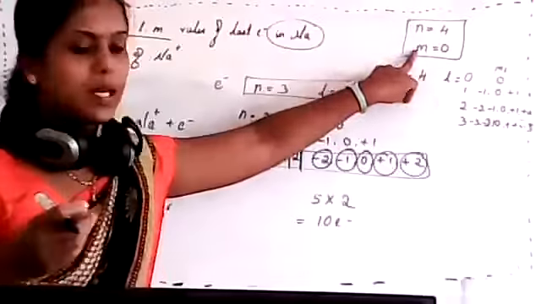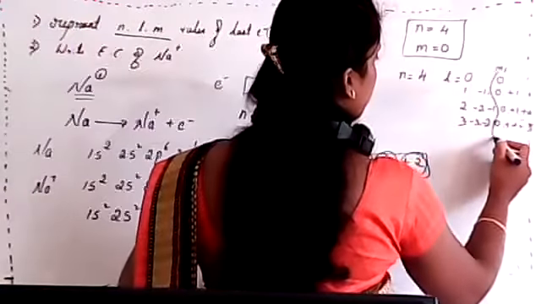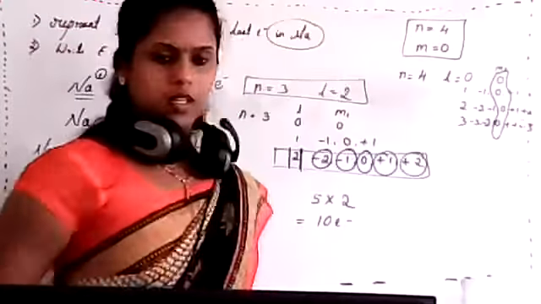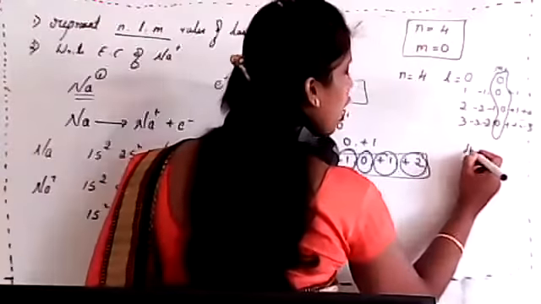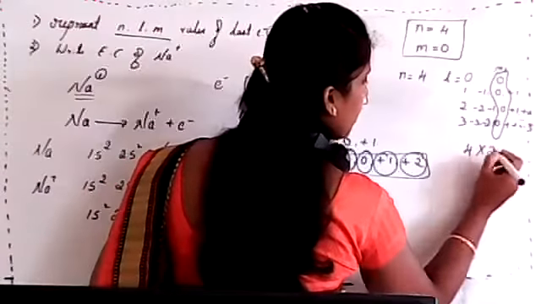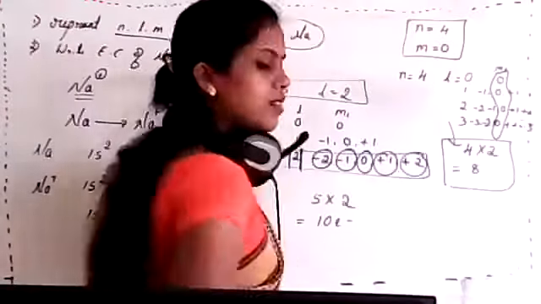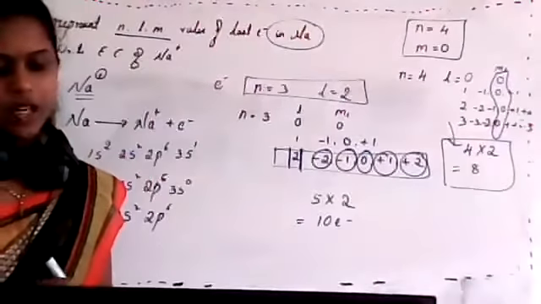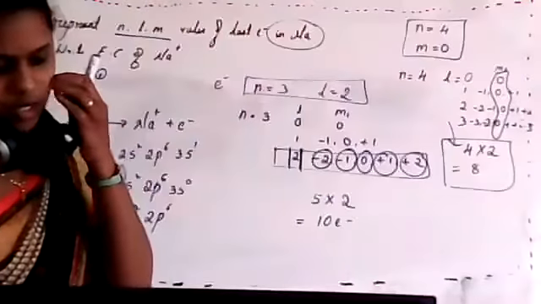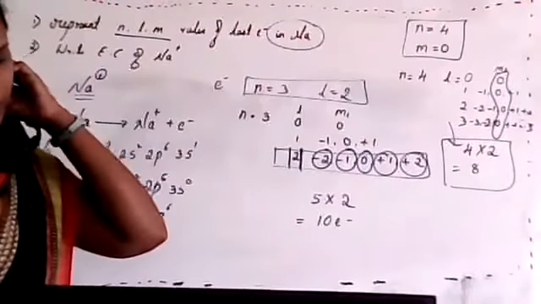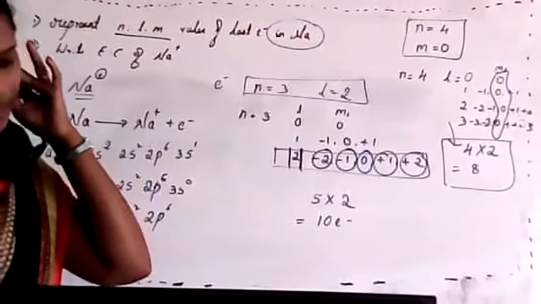The question is for n equals 4, the number of electrons with m equals 0. How many electrons are present? See, that means 1, 2, 3, 4 orbitals were there. Maximum capacity is 2 each, that is 8 electrons. So this one is 8 electrons. Don't get confused with these answers, okay? Okay, students. Yes, it is 8 electrons.